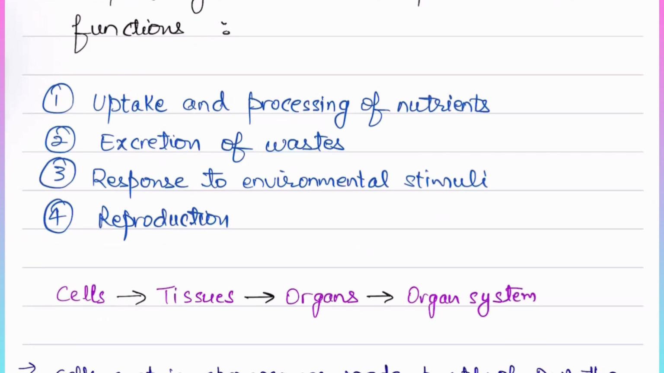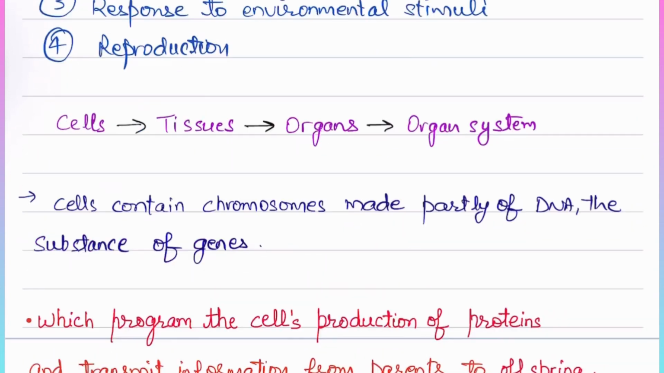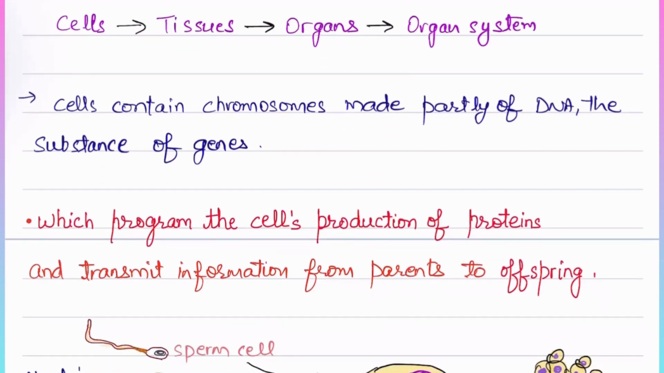Within cells, structures called chromosomes contain genetic material in the form of DNA, which is deoxyribonucleic acid. Cells contain chromosomes made partly of DNA, the substance of genes. Cells together form tissues. Tissues combine together to form organs, and organs form organ systems. This is the order of cell organization.